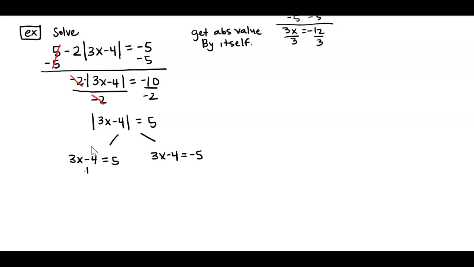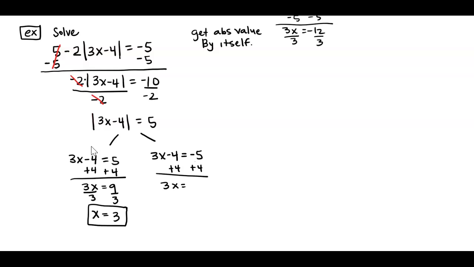Okay, and then we're just going to solve each of those 2 equations for x to see what our answers are. So let's add 4 over. So 3x equals 9. And then let's divide by 3. So x equals 3 is one of my answers. And then the other one, again, we're going to add 4 over. So I get 3x equals negative 1. And divide by 3, x equals negative 1/3. Okay, so these are my two solutions here.